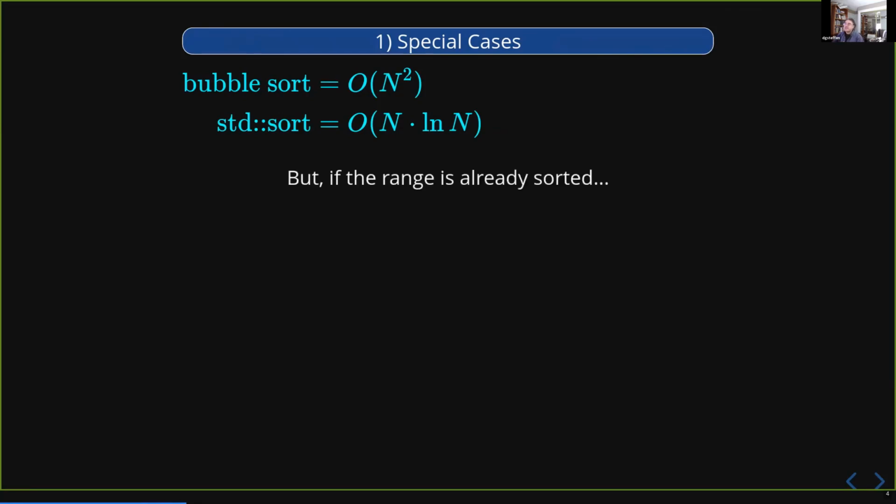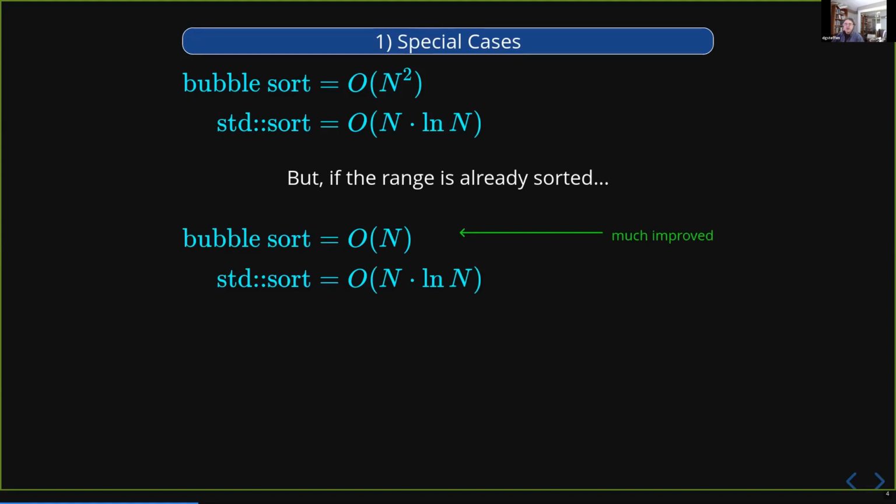But here's the thing. What if the range is already sorted? You might think that's kind of a silly thing. If it's already sorted, why are you sorting it? But you don't always know. Maybe it was processed by some other thing before it got to you, and it might be sorted. Depending on how you write your bubble sort, if your range is already sorted, bubble sort runs in order n, because it just goes through it once and says, oh, look, it's sorted, I'm done. So you get a big improvement in bubble sort in this particular case, whereas std::sort is still comparatively slow.